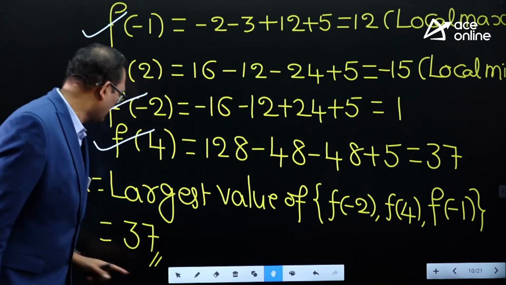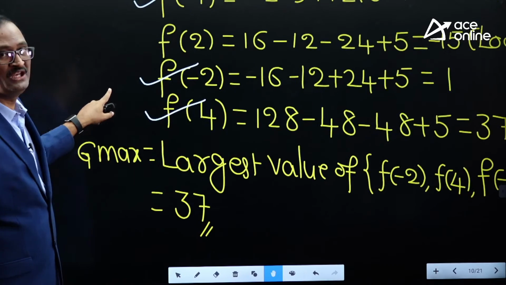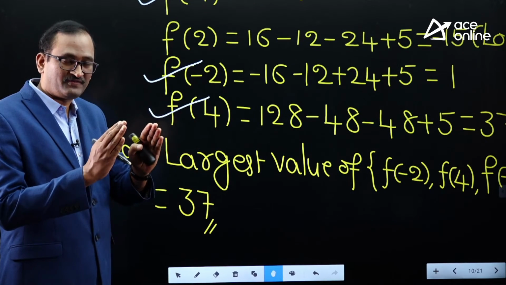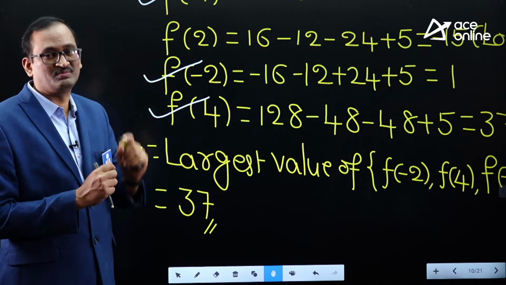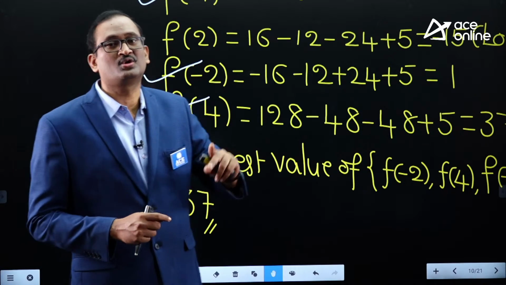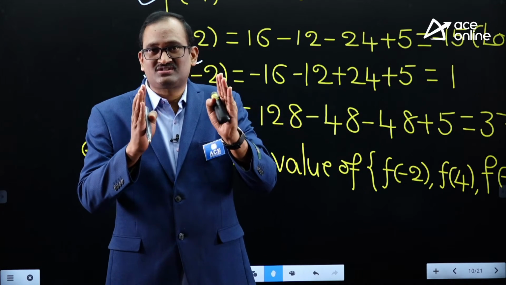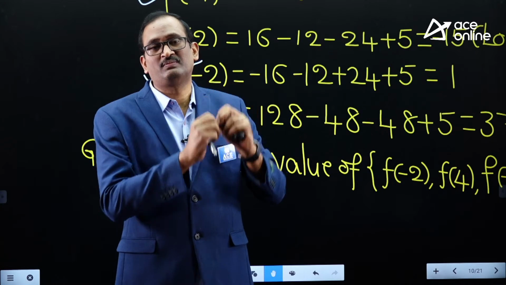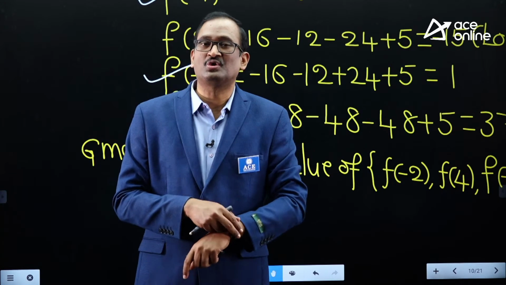In a similar manner, you can find the global minimum as well. Global minimum means what? It is the smallest value among f of a, f of b, where a means one endpoint of the interval and b the other endpoint, and all local minimum values. That would be the global minimum value.